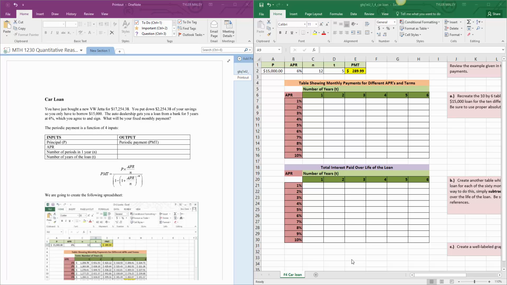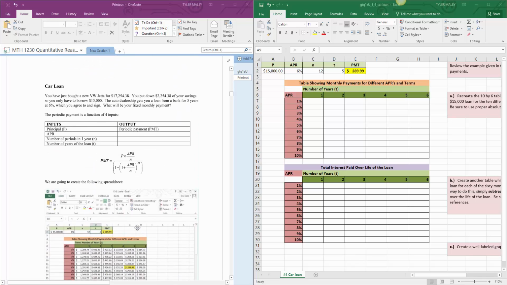Hi class, so today I'd like to cover the car loan worksheet, which is on page 9 of the worksheets.